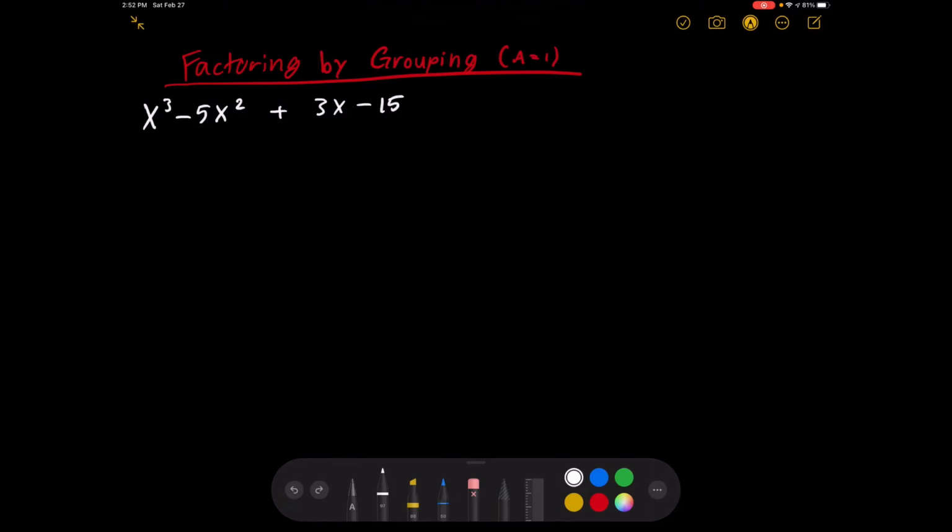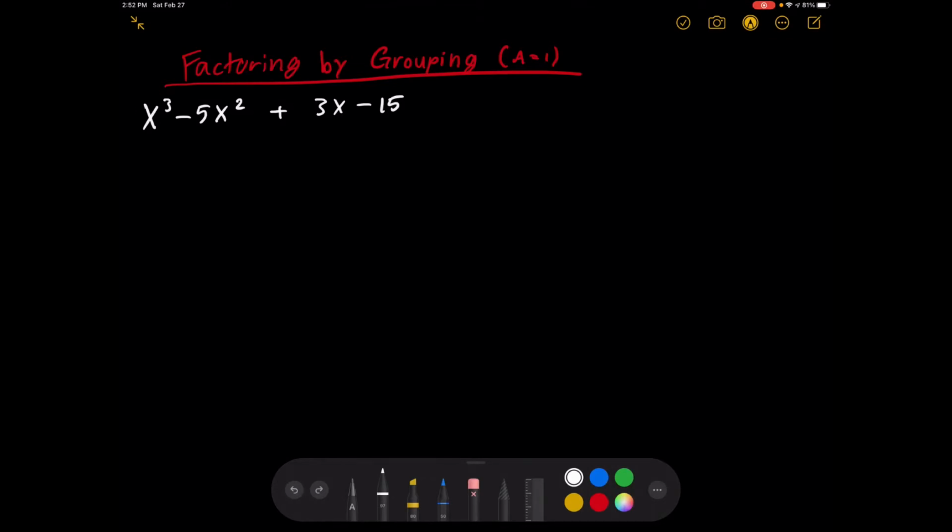Alright, hey guys, this will be my video for factoring by grouping when a is equal to 1. First of all, when I say a, I mean the number that's next to the x cubed right there, which is 1 in this case. There's an imaginary 1. So in this expression, a is 1, so it's going to be easier when a is 1, but you're going to also have to learn how to do it when a is not 1, and I'll cover that in a different video.